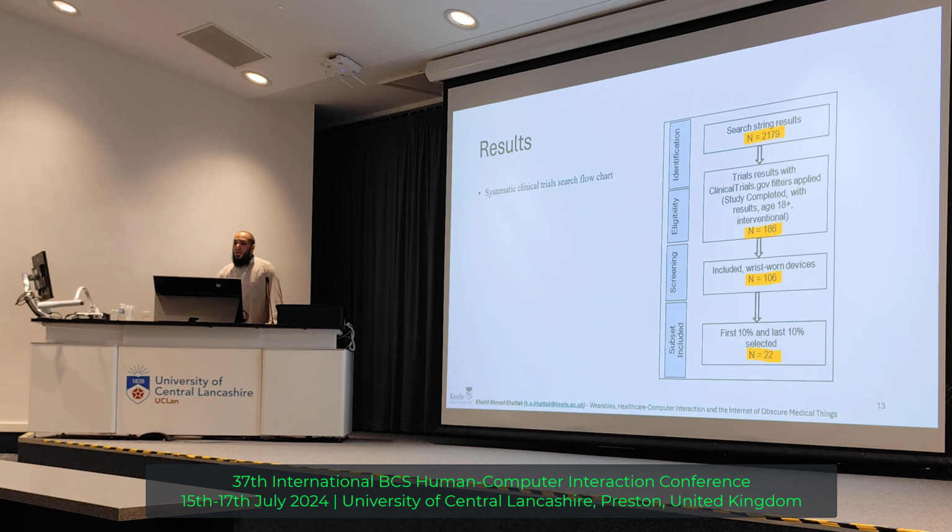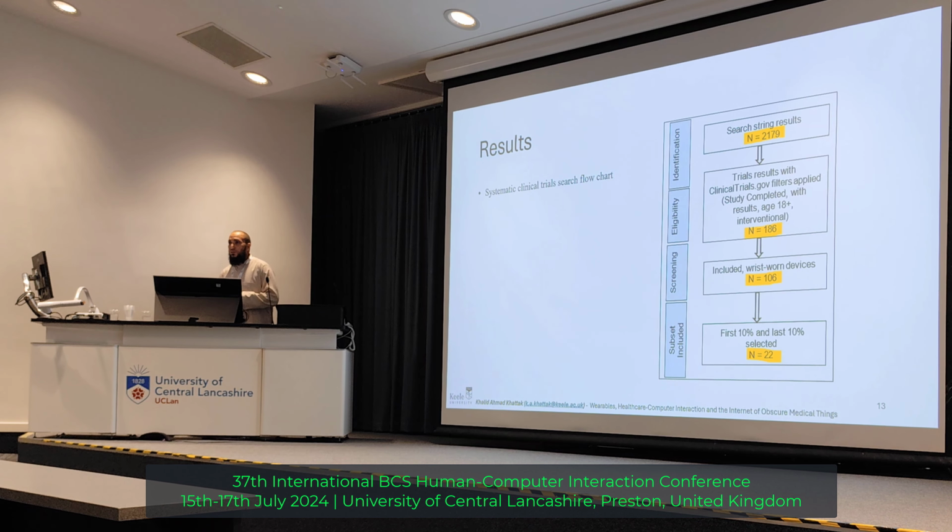How do we do it? First, we ran a search with just a search string, and we got 2,179 hits. Then we applied filters on the clinicaltrials.gov website, and we got 186. Next, we applied the rest of the inclusion criteria, where we had to go manually.